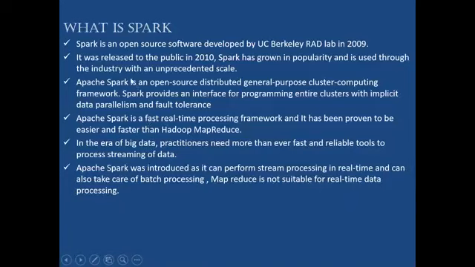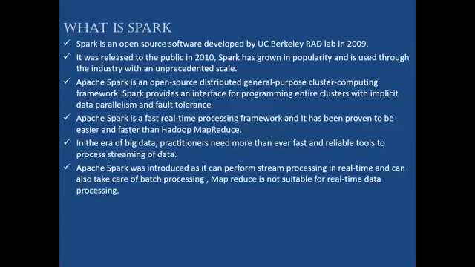Okay, that kind of service is Spark. Spark will respond quickly. It will process your data quickly. Apache Spark was introduced as it can perform stream processing in real time and can also take care of batch processing. MapReduce can do only batch processing, but Spark can do batch and real-time data processing. But before that, here I'm saying MapReduce is not suitable for real-time data processing. First, what is the difference between real-time data processing and batch processing?